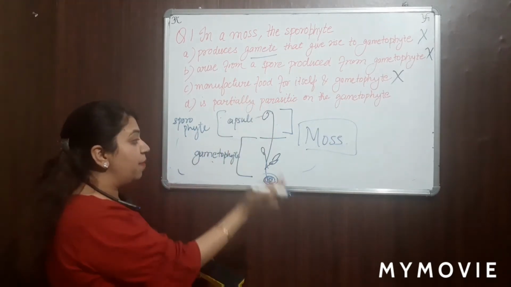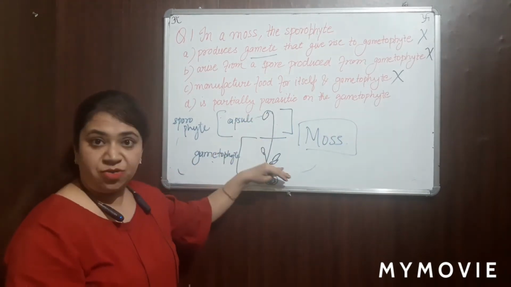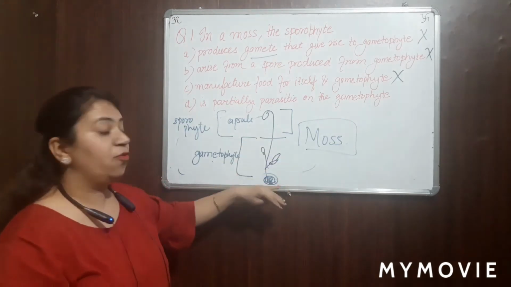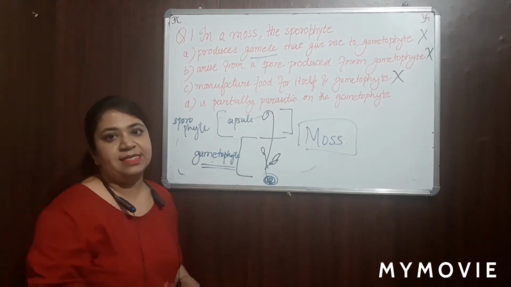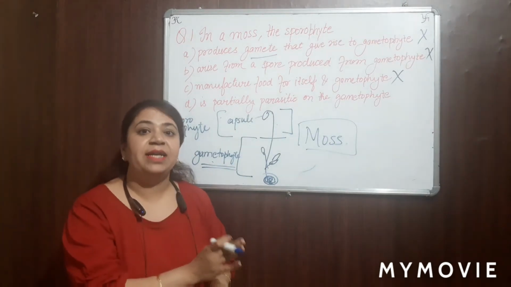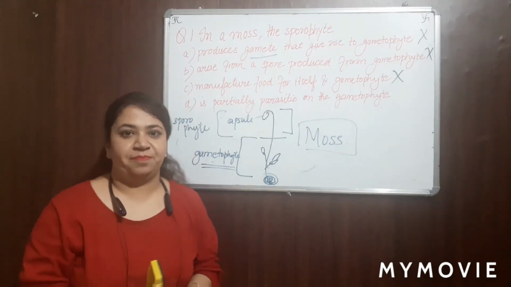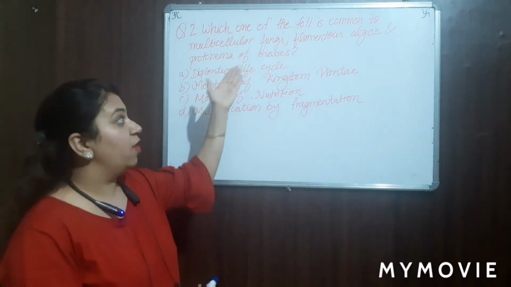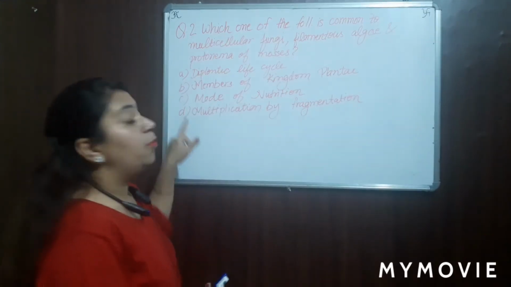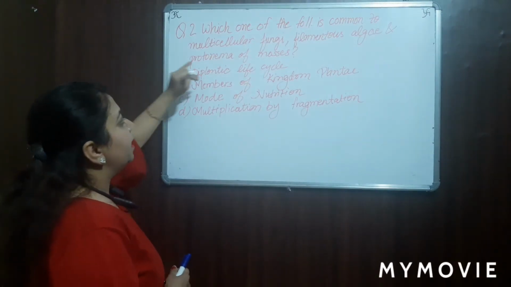So they are dependent on gametophyte for their nutrition as they are organically attached to the gametophyte and they are short of rhizoid. So they need nutrition from gametophyte. So we can say that wholly or partially sporophyte is parasitic to the gametophyte. Now let's move on to the next question. Yes, the second question says that which one of the following is common to multicellular fungi, filamentous algae and protonema of mosses? Now, the first part is Diplontic life cycle.